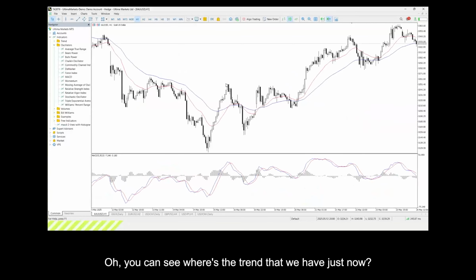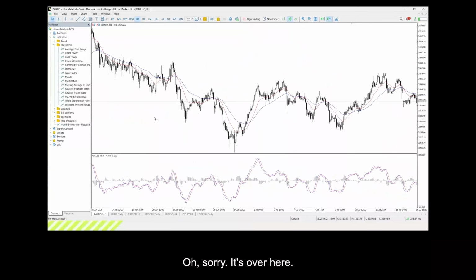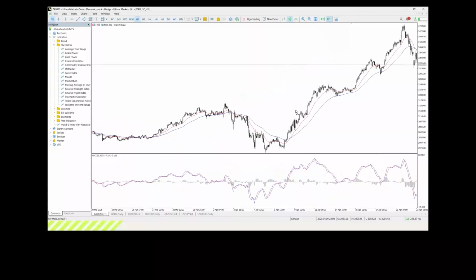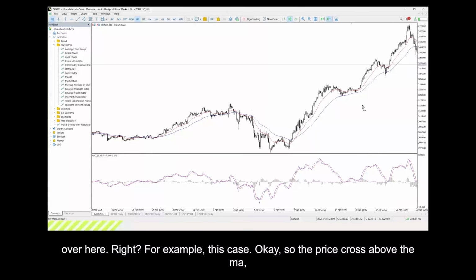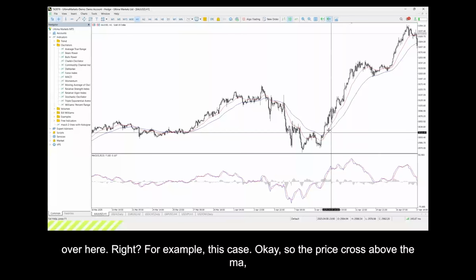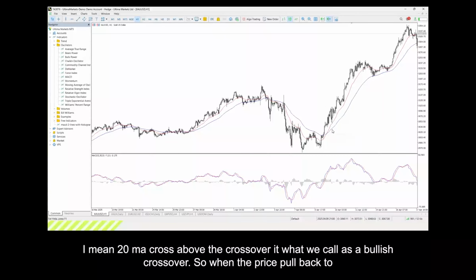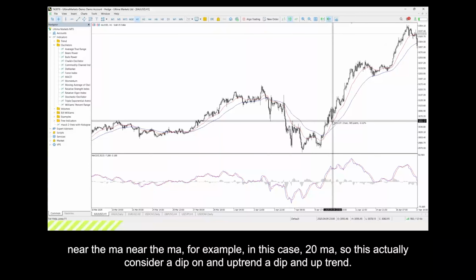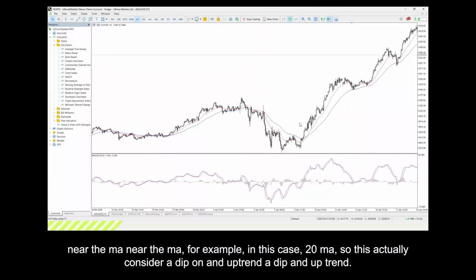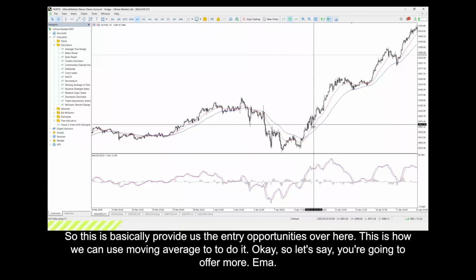Oh, let me see where's the trend that we had just now. Oh, sorry, it's over here. For example, this case. The price crosses above the MA, the 20 MA crosses above, what we call a bullish crossover. So when the price pulls back to near the MA, for example in this case the 20 MA, this is actually considered a dip on an uptrend. So this basically provides us the entry opportunities over here. Okay, so this is how we can use moving average to do it.